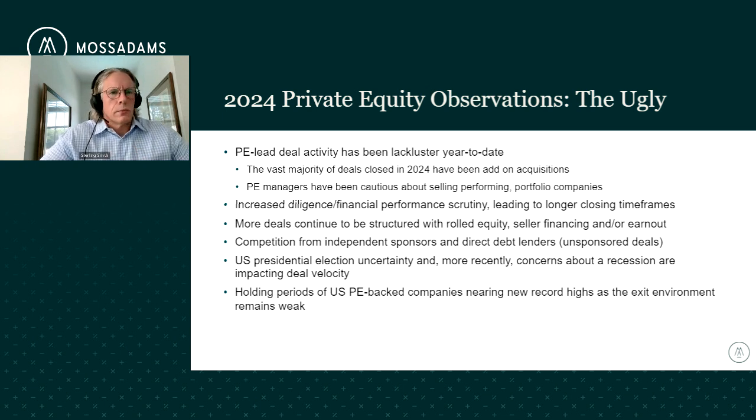Structure over the last 2 years has definitely been more challenging for the investors, or not, the sellers. We're seeing a combination of rolled equity, seller financing, earnouts. On the rolled equity piece, there's usually a good argument for that, for the alignment of interest. Seller financing is an indication of just higher debt costs and trying to balance that out in the current interest rate environment.